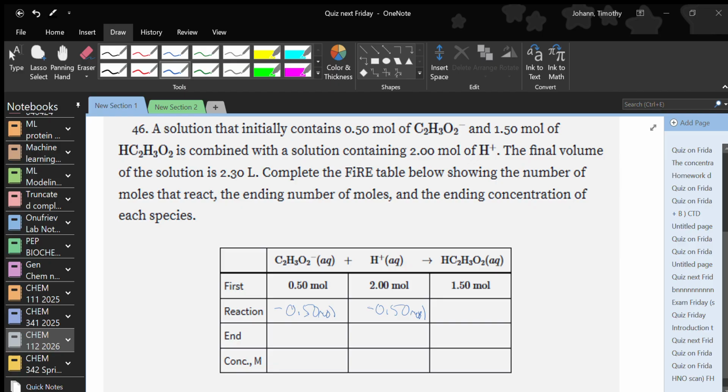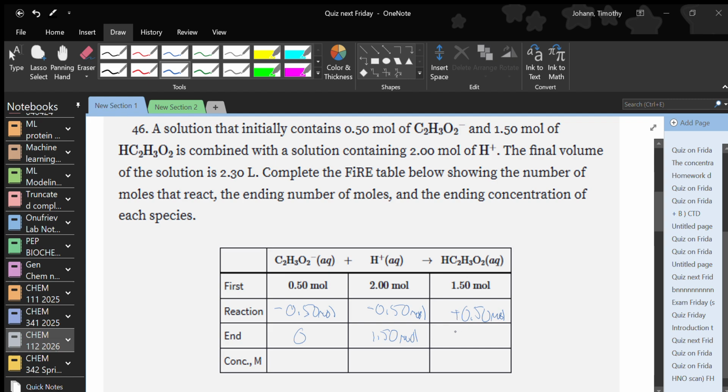Add. For every one of these that goes away, I'm going to get one of these, so I'm going to add that. Okay? And then I'm going to add my first and my second together. So this is where they get their fire: first, skip the I, reaction, then end. And so this is going to be 0. 0.5 minus 0.5 is 0. 2 minus 0.5 is going to be equal to 1.50 moles.